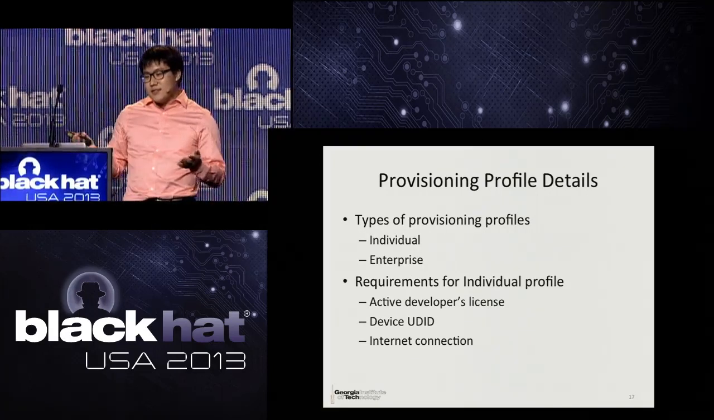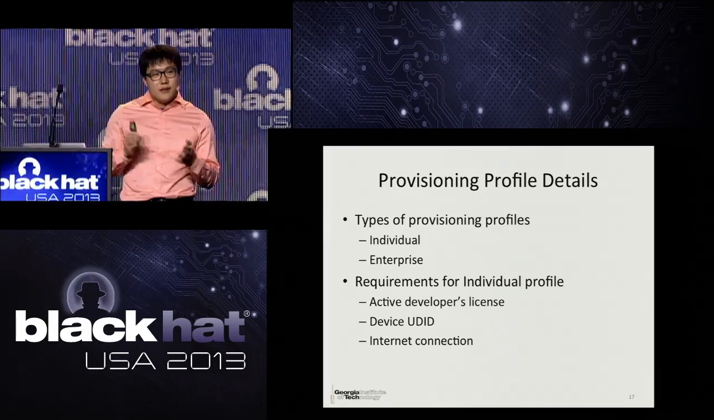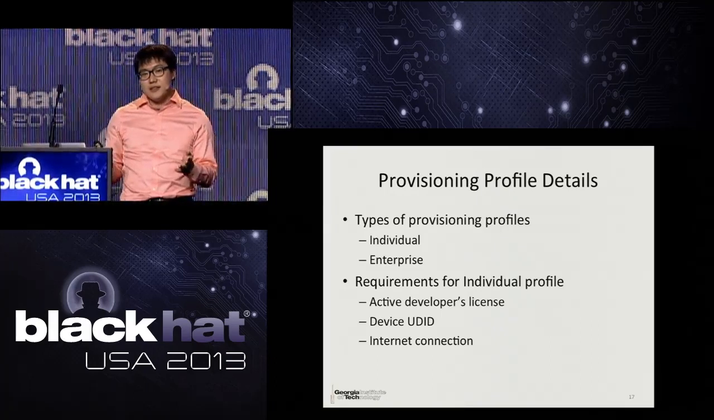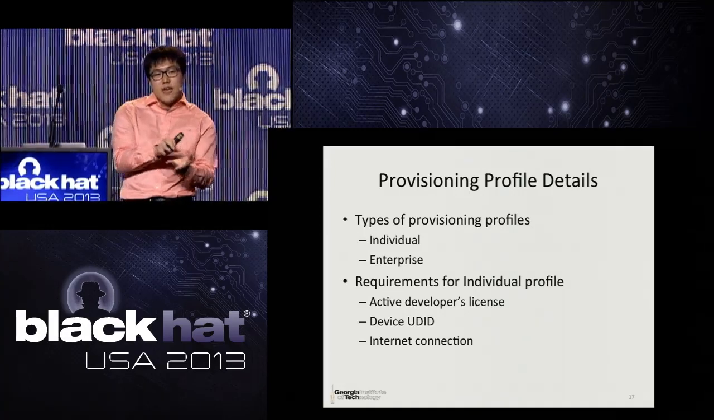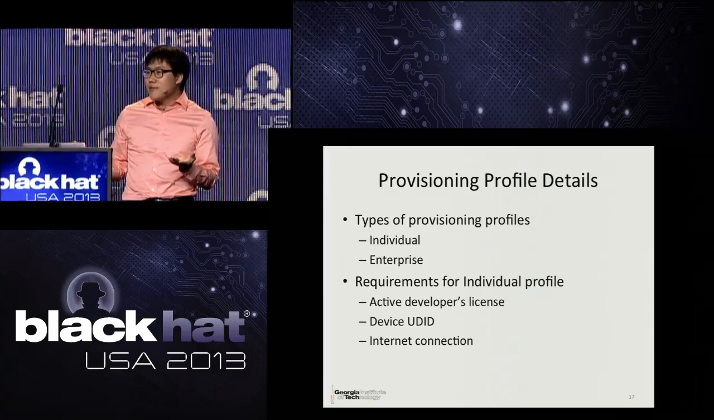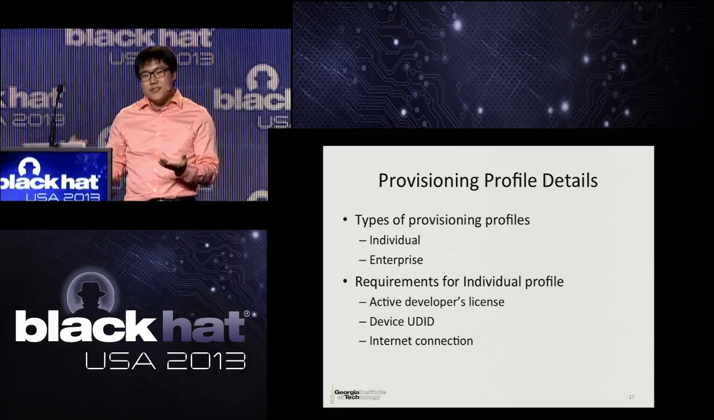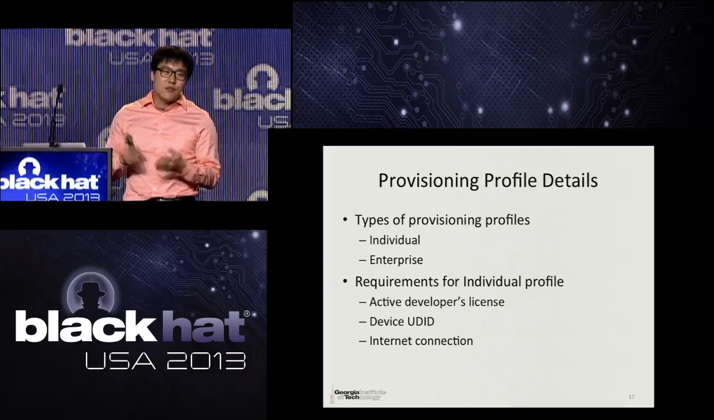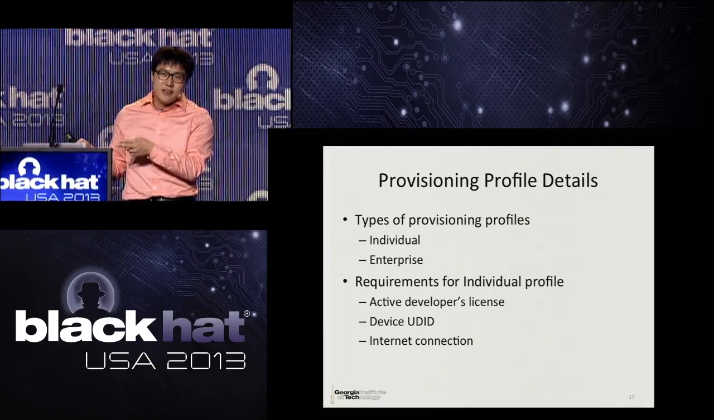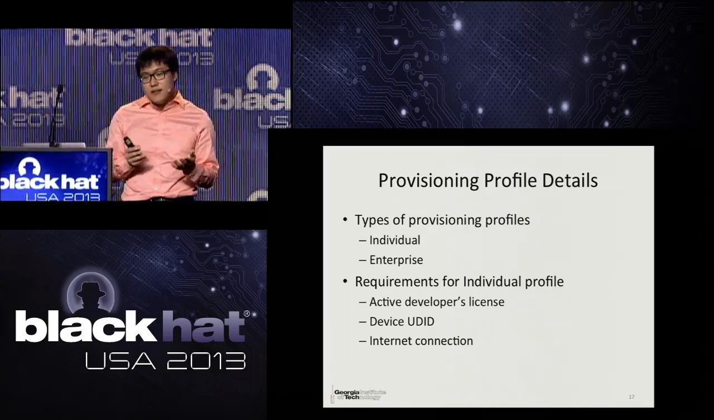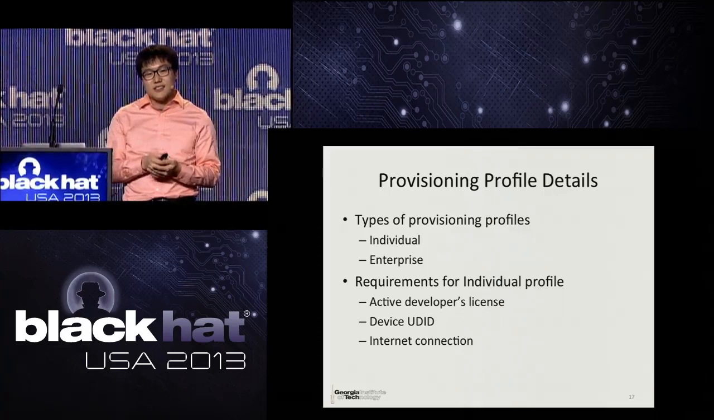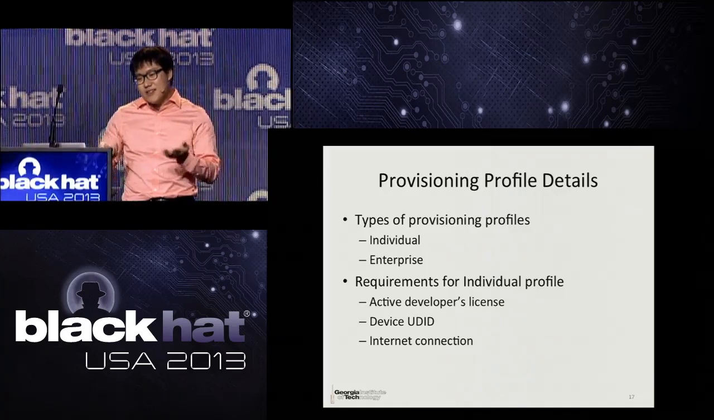And next is a description of the provisioning profile. So in the iOS framework, there are some entities who require execution of their code on the device without Apple's involvement. They are individual developers or some enterprises who have a proprietary application and who want in-house distribution. To allow them to run the code on the device, Apple introduced this provisioning profile. To get this provisioning profile, we need an active developer's license and the UDID of the device. And we need an internet connection. I will describe more why we need those things.